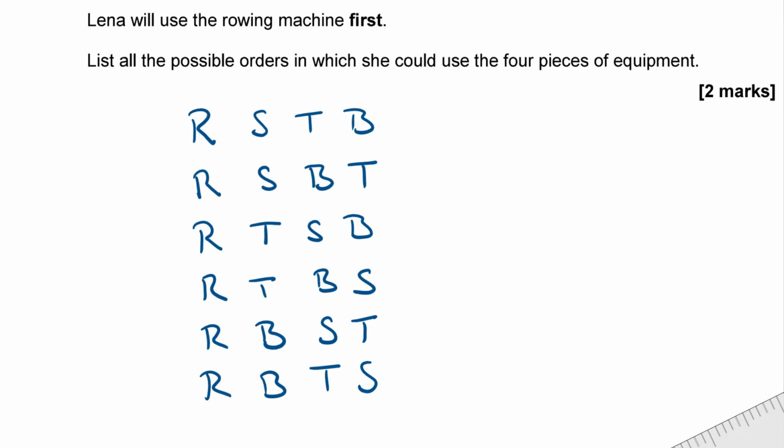So I don't know if you noticed, I've been quite systematic about the way I've gone through and switched these around. You have to be quite systematic, otherwise you'll miss out solutions. So I've managed to find 1, 2, 3, 4, 5, 6 different ways she could use the 4 pieces of equipment, given that she uses the row machine first.